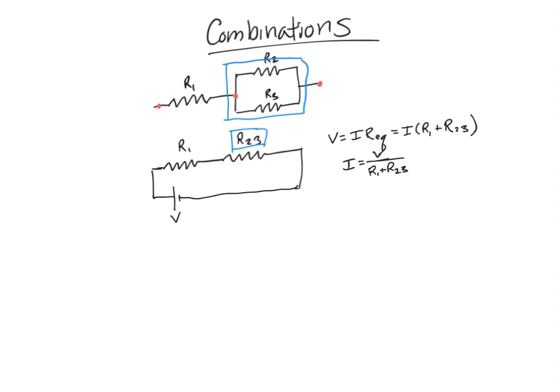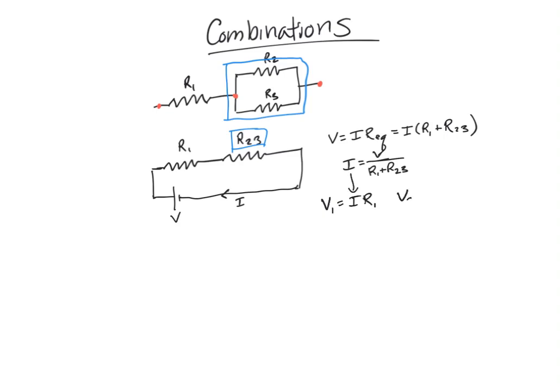Now I also know that this total current I can use to calculate the potential difference across each part of this circuit. So for example, I know that the current I is the same through here and through here. And so I know that the voltage across R1 is simply equal to I times R1. So I can plug this I into there.